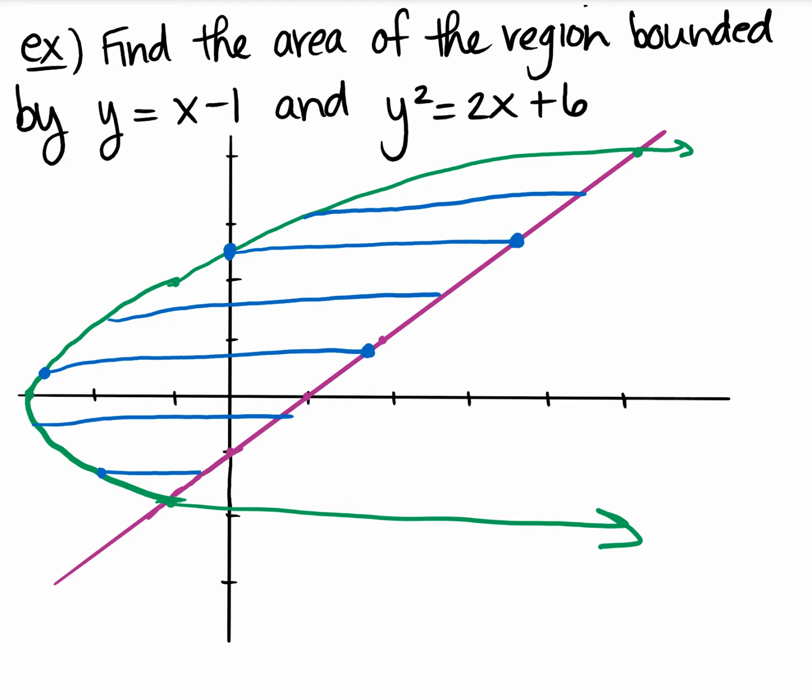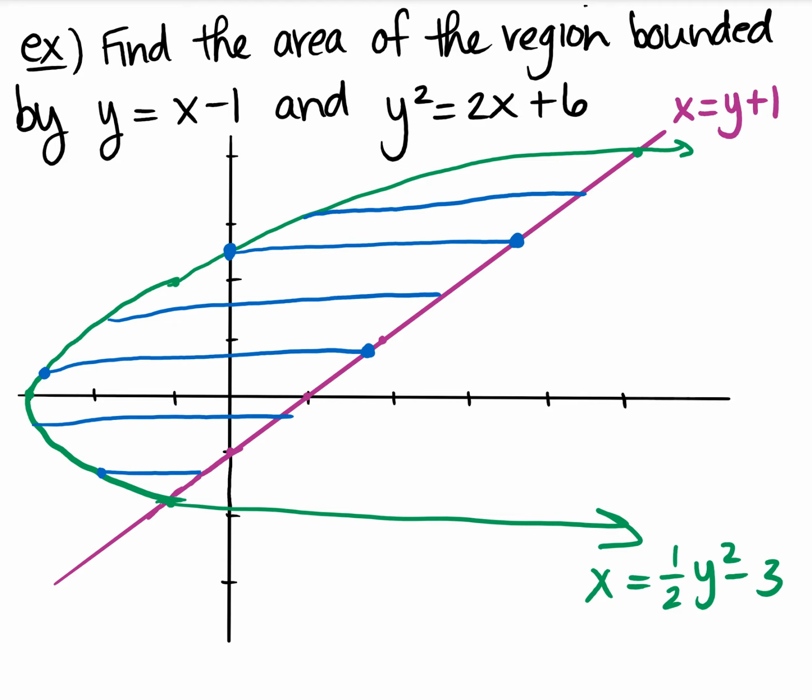This is nice because what that allows us to do is just have one integral where I take the pink line, which if I solve this for x, I could think of this as x equals y plus 1. And then I could subtract the green function, which if I solve for x here, x would be 1/2 y squared minus 3, if I subtract that 6 and divide everything by 2. So if I stack this in the y direction, notice how much easier the calculus is going to be. I'm only going to have one integral.